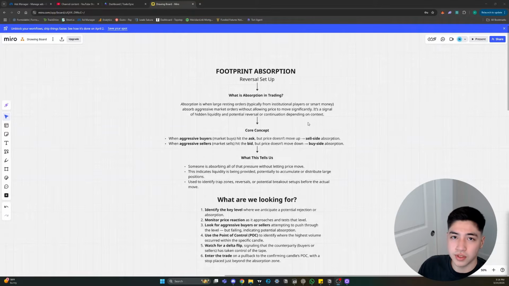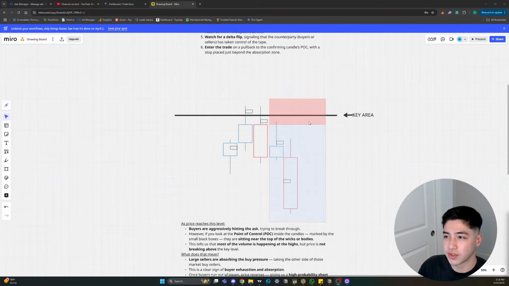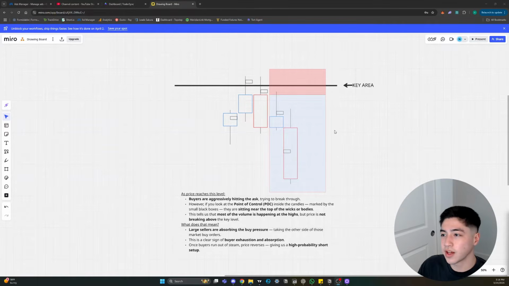So now I want to give you an example and show you what this actually looks like. Here we have an illustration that I created, and we have a key level. We'll just call this a resistance, and we have bullish candles approaching this area, and then we are rejecting off of it. As you can see, the blue candles are the bullish ones, the red candles are the bearish ones. And this little black box inside the candles is the point of control.